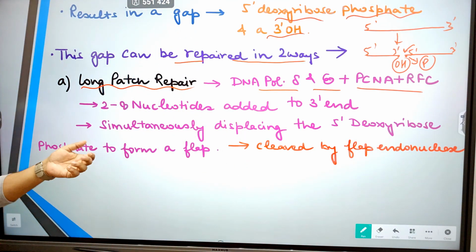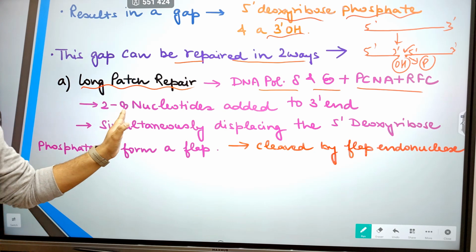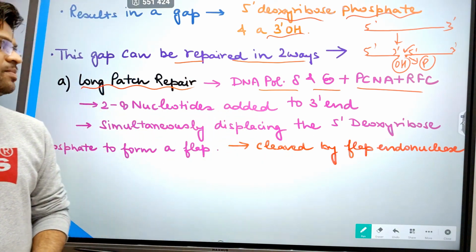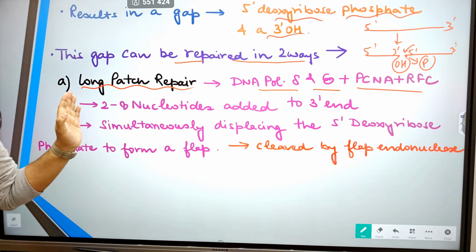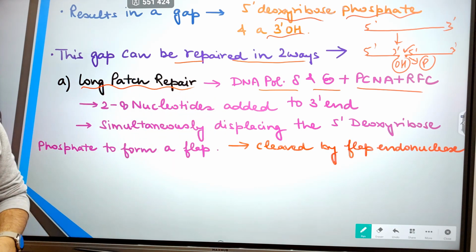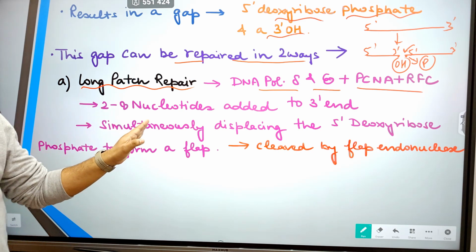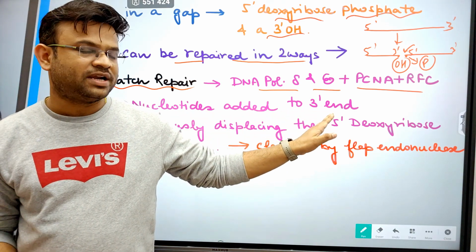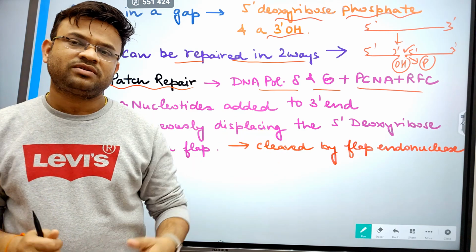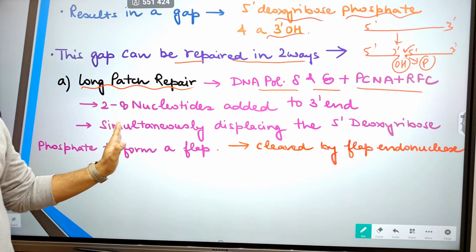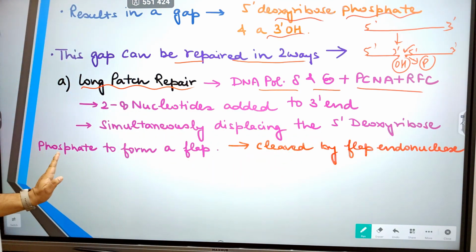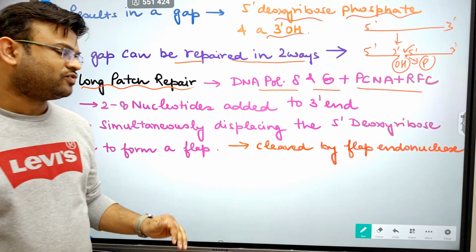And now 2 to 8 nucleotides added to the 3 prime end. Now what will happen? I'll be showing it to you with the help of a diagrammatic representation also, but in case of long patch repair, 2 to 8 nucleotides will be added at the 3 prime end. That means a long stretch will be added, and simultaneously displacing the 5' deoxyribose phosphate to form a flap.